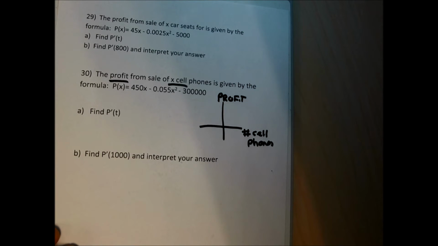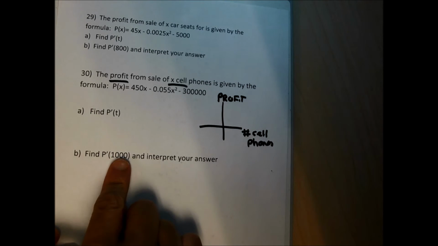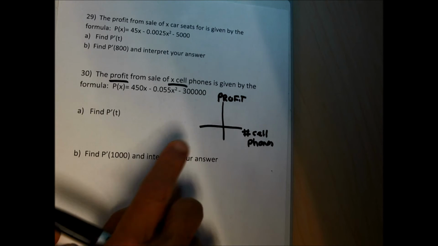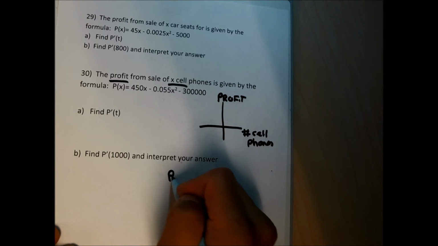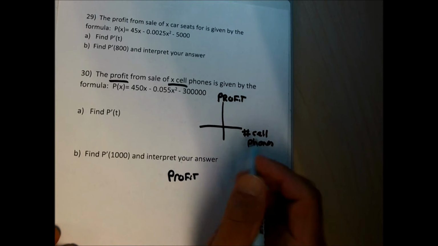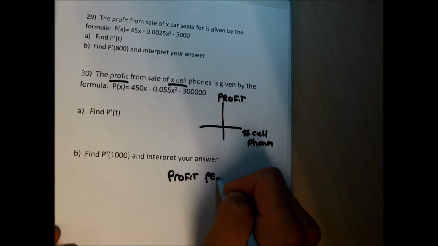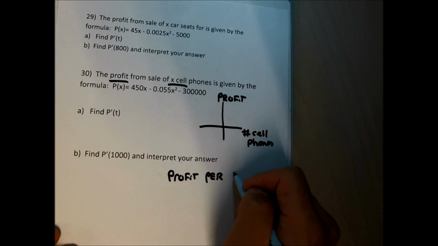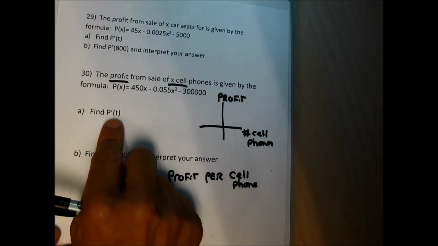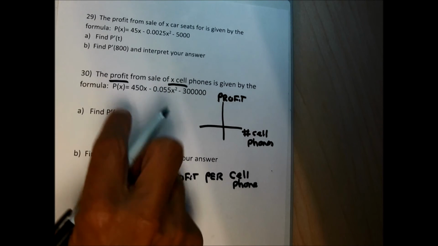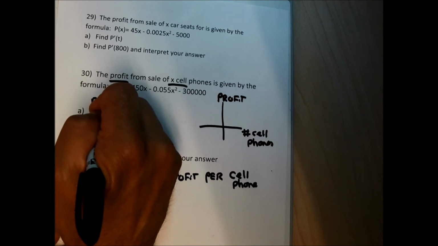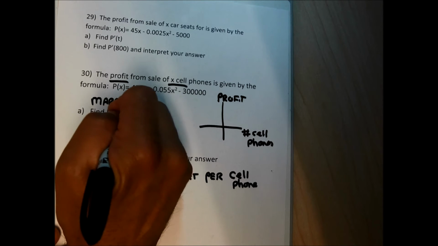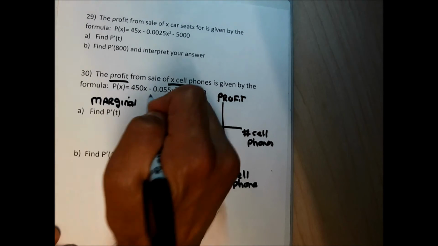And when I go to do part B, what the derivative is going to give me is the profit per cell phone sold. So it's going to give me the profit, which is the coordinate of the y-axis. And then I use the word per, and then cell phone. The derivative of a profit function is a marginal profit function. So this p prime of t, the derivative of a profit function, we call the marginal profit function.